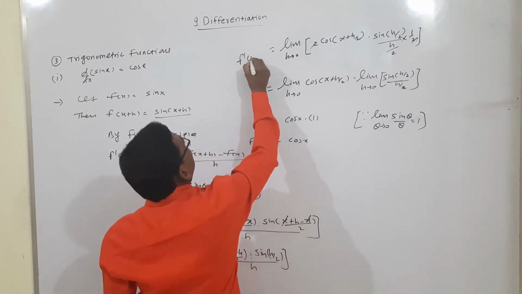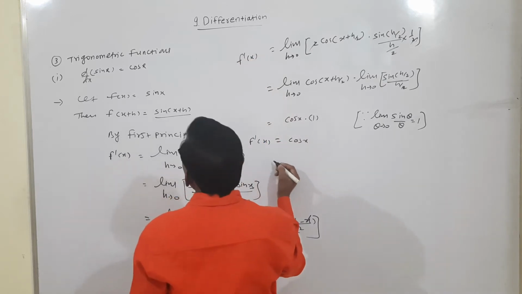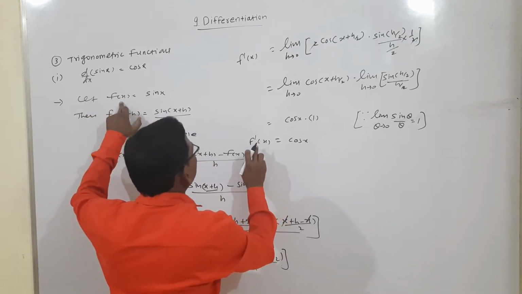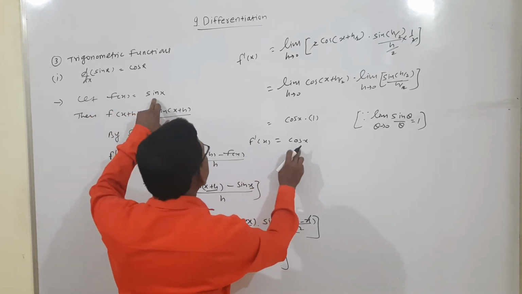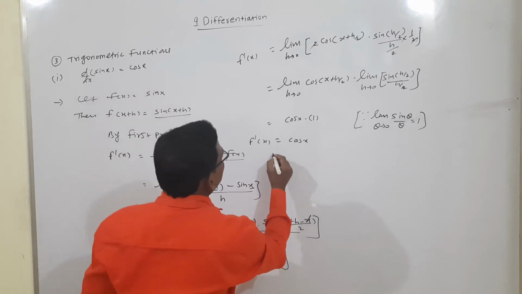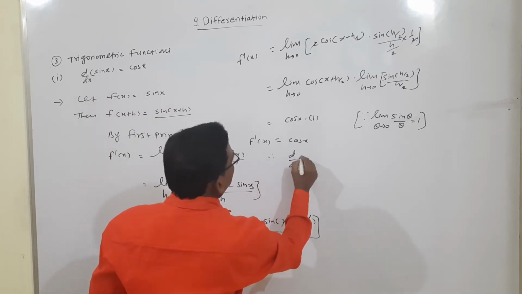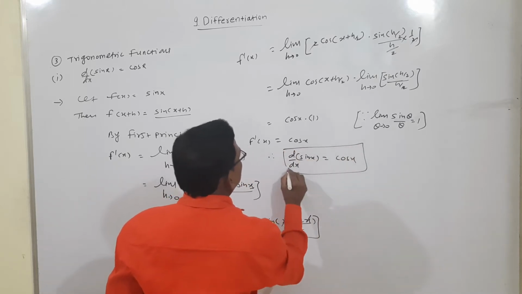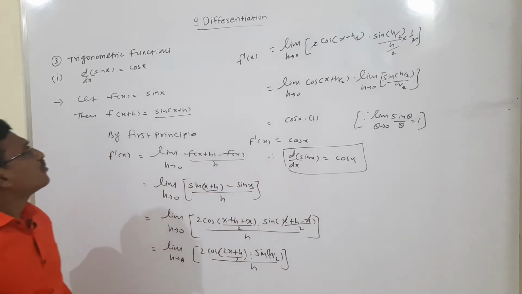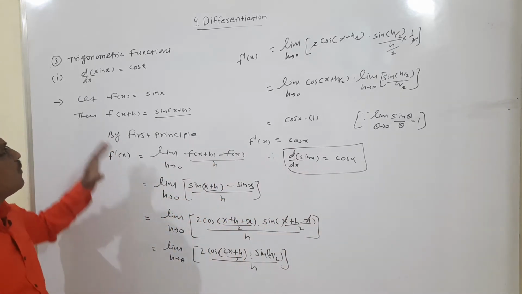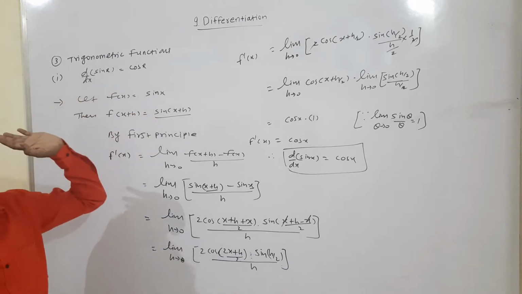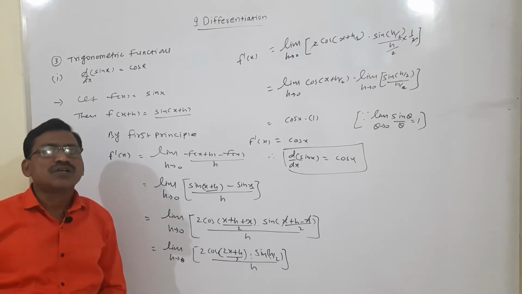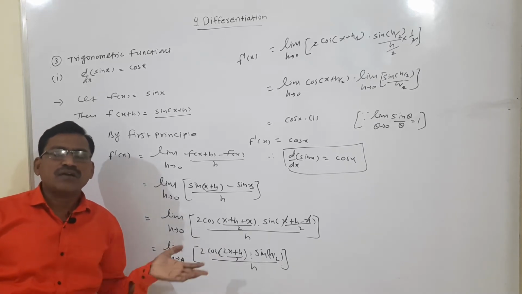Here f dash x means the derivative of function f of x. Derivative of f of x is f dash x, so derivative of sin x is cos x. And so we write it in this way also: derivative of sin x function is equal to cos x. Hence we have found that the derivative of sin x is cos x. Now we will take the next trigonometric function, the derivative of tan x.